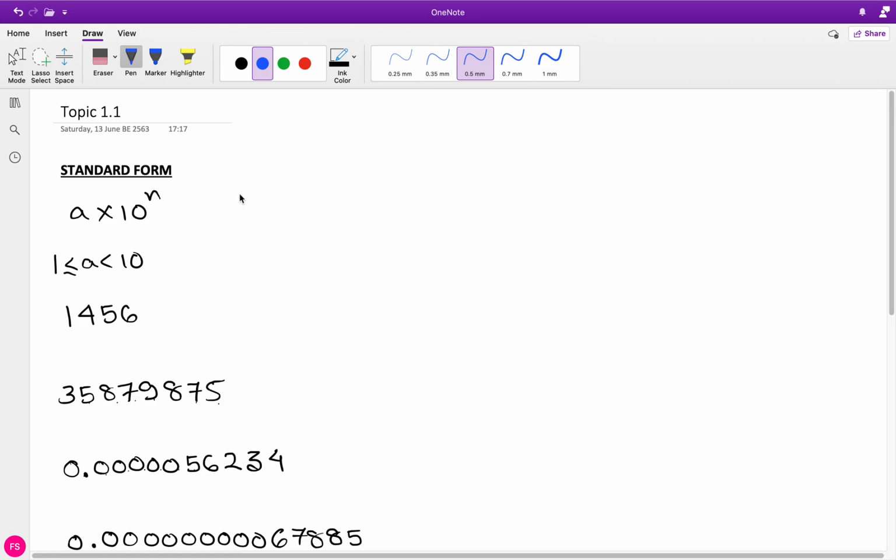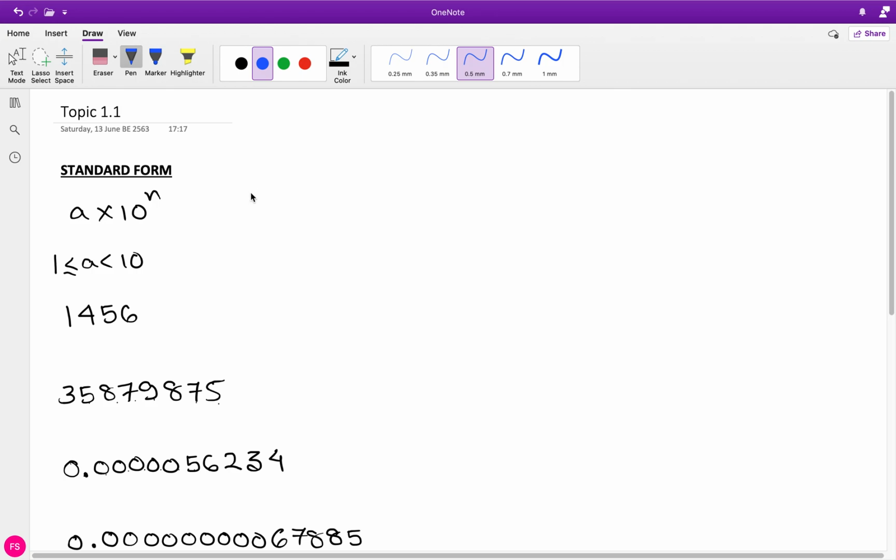Hi everyone. We're going to start topic 1.1 today. This is the very first thing that you are going to learn in IB Math AASL. In this topic, we're going to learn how to write numbers in standard form and how to convert numbers written in standard form to normal numbers.